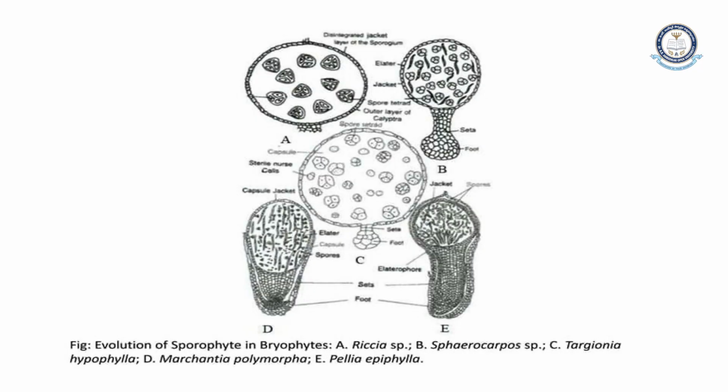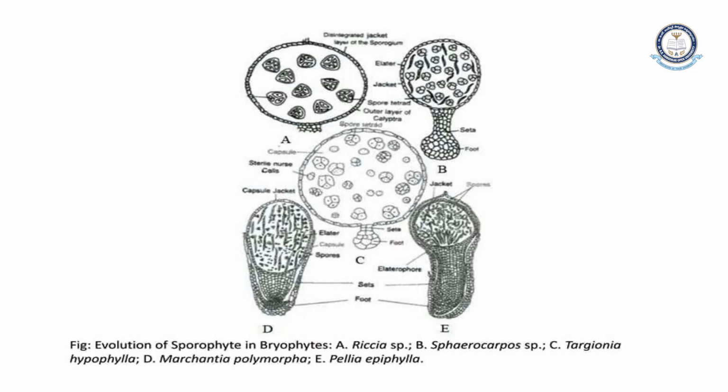See in this picture, it shows the evolution of sporophyte in bryophytes. In the first picture you can observe the Riccia species. Here in Riccia, this is the foot part, and in this one jacket layers are present, and inside, the spore capsules are present.